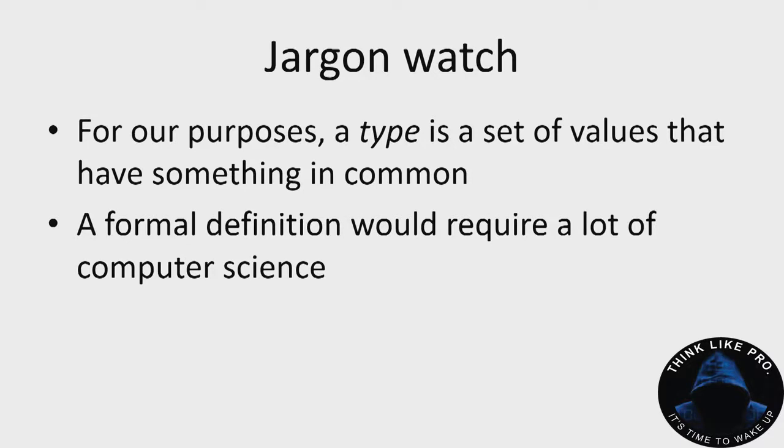The reason is that it's actually quite tricky to give a formal definition of what a type is. It's so tricky, in fact, that the language specification just assumes that you already know what it is, and it just kind of goes with it. If we were trying to give a proper formal definition, we would need a lot of computer science background for it. So let's just say that a type is a set of values that have something in common. So for example, all of the integers are a type. All of the strings are a type.